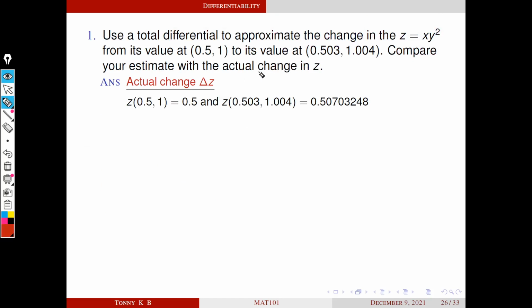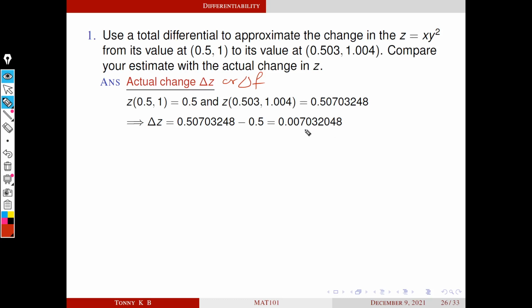First we are going to find the actual change in this function, that is our delta z, or delta f. So first we find the actual change delta f. How to find it? You simply evaluate the value of the function at this point, and also the value of the function at this point. Then you take the difference. So this is the value of the function at this point, and this is the value at this point. So the difference is like this. This is the actual change in our function, right?